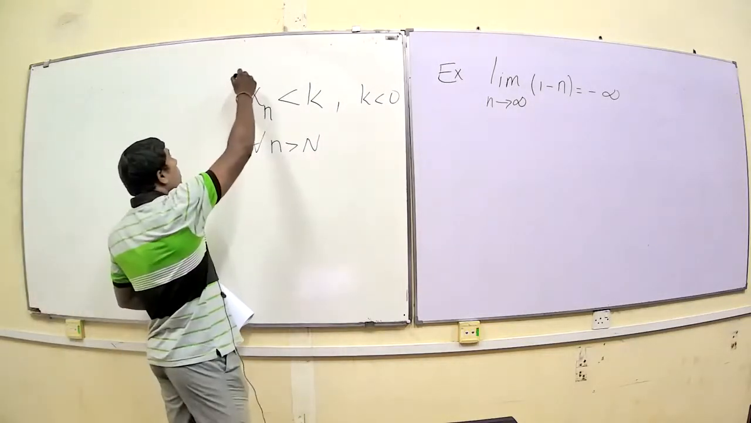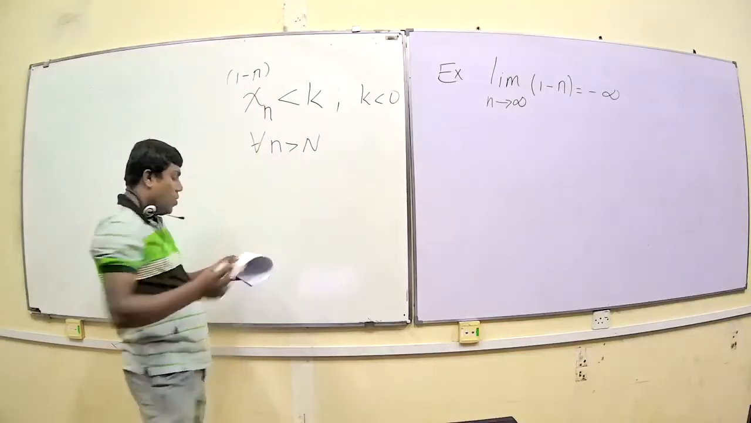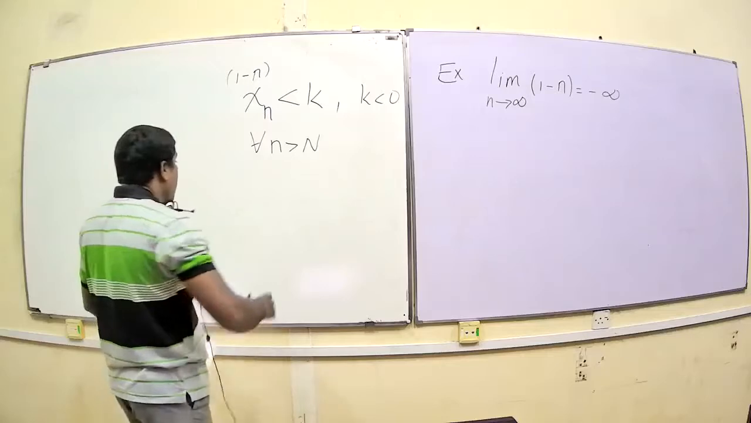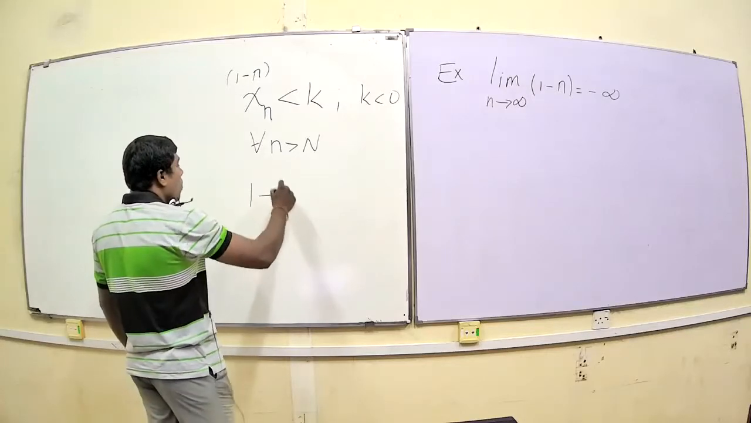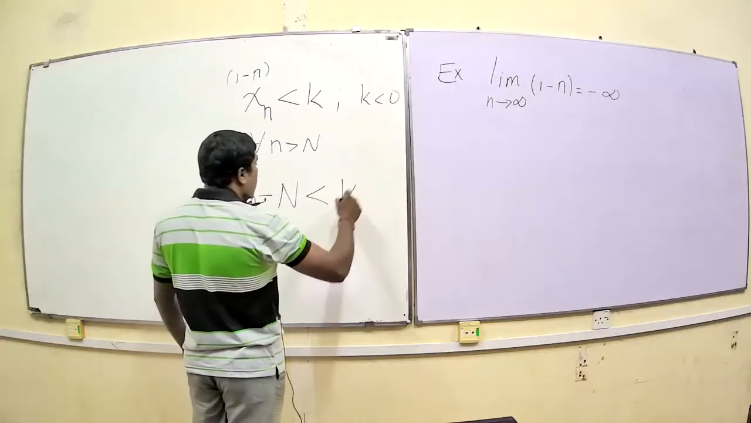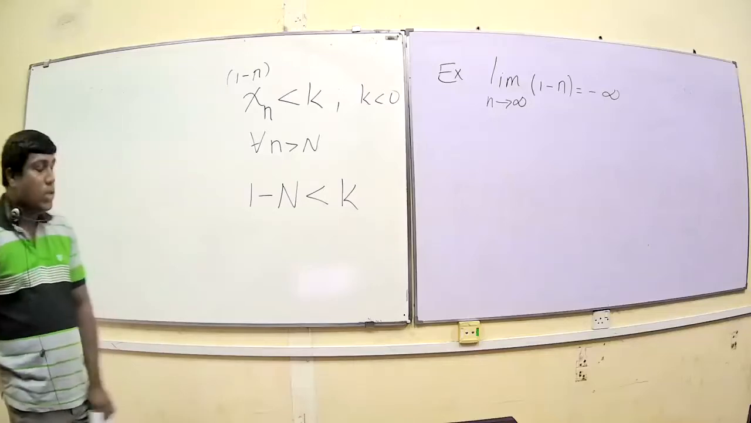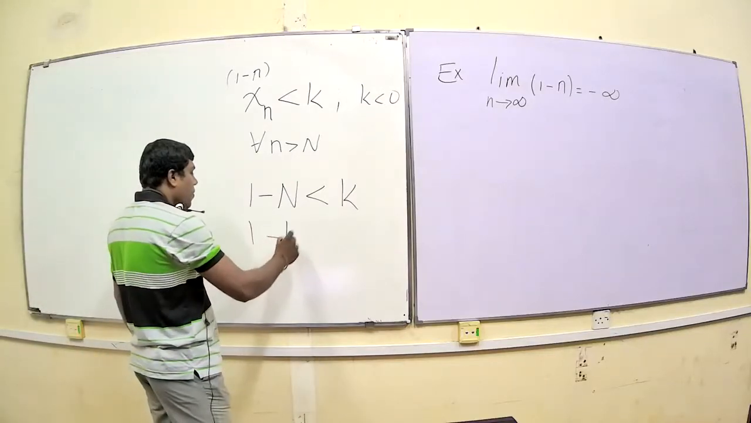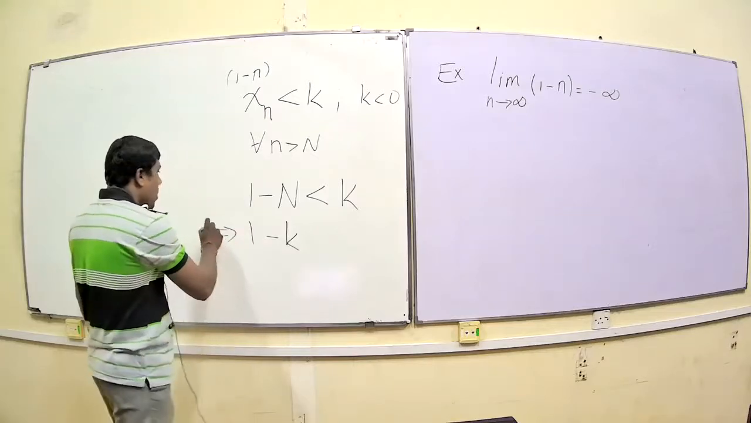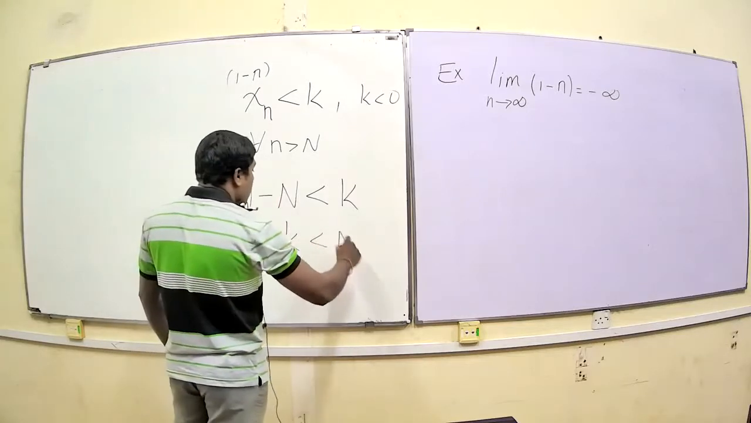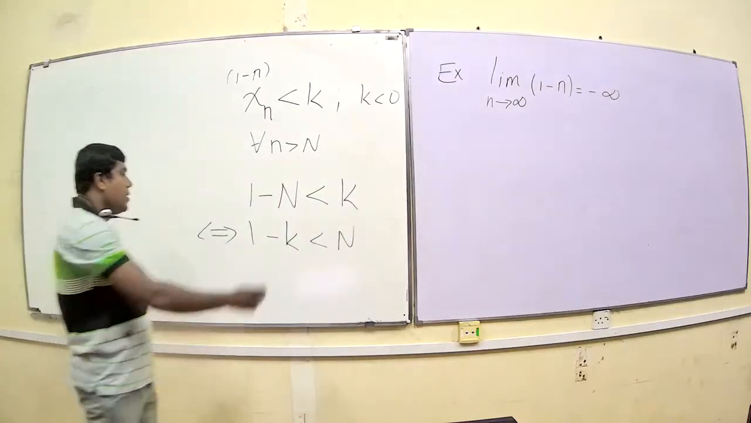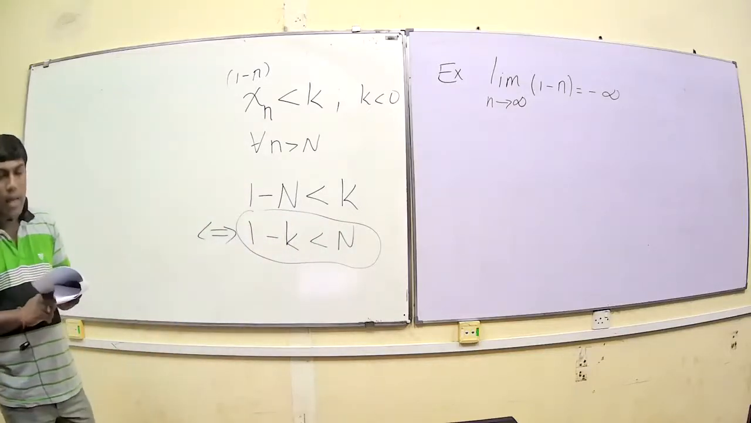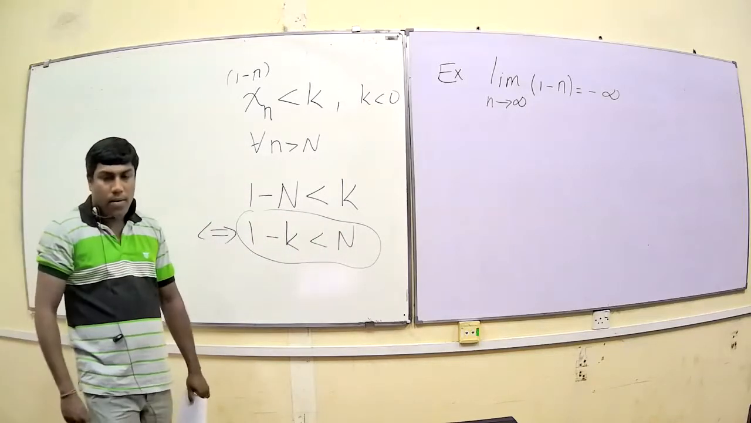Here your x_n is 1 minus n, so you want to show that 1 minus n is less than k. This is what you want to show, right? So basically, you will have to simplify this. You get 1 minus k is less than n. This line can be obtained by using the Archimedean property.